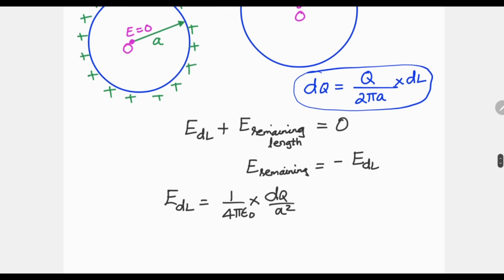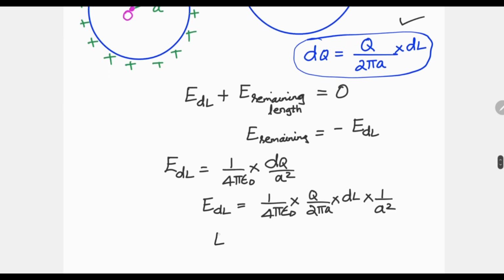This is our basic relation. dq denotes the charge due to that small length, which we have already calculated here. Now, that means the electric field due to dl equals 1 by 4 pi epsilon naught into, what is dq? q by 2 pi a into dl, again into 1 by a square. So what will be your answer? Electric field due to dl will be equal to q into dl divided by 8 pi square epsilon naught a cube.